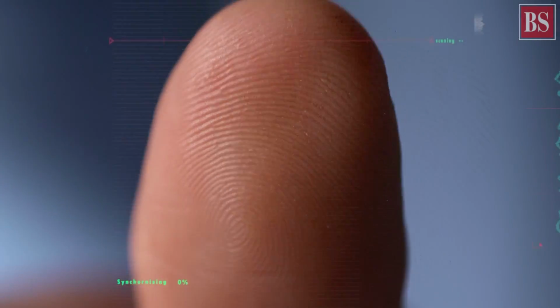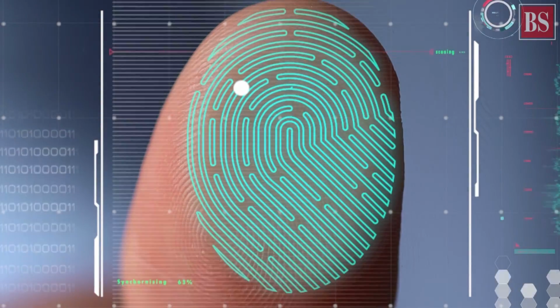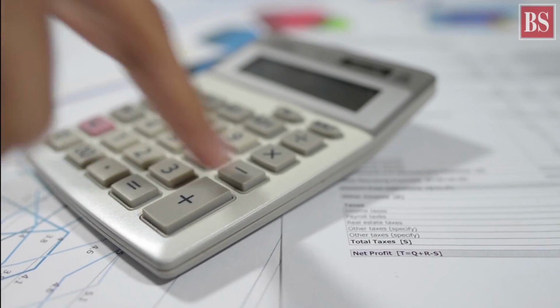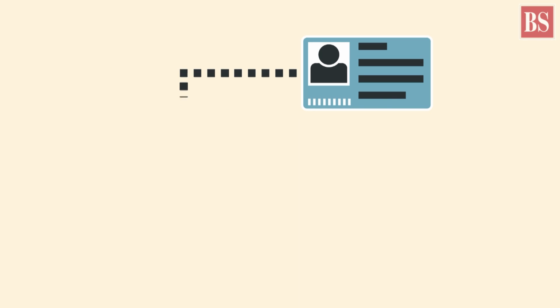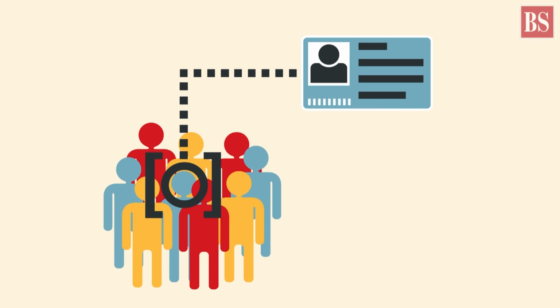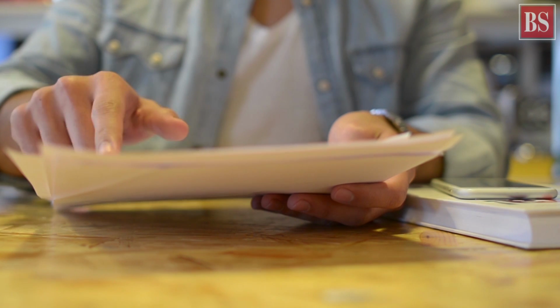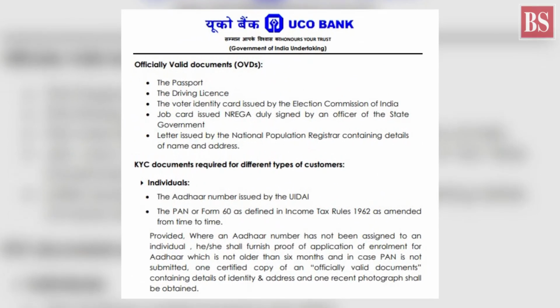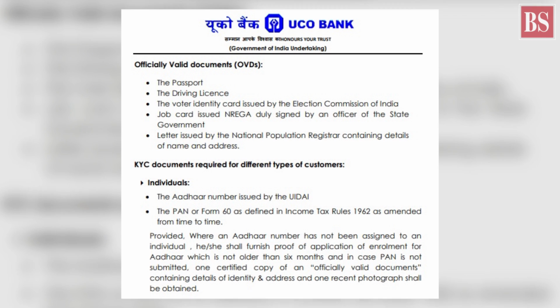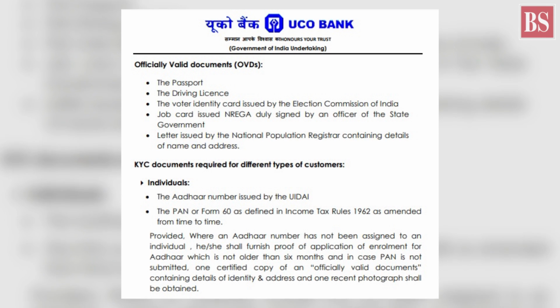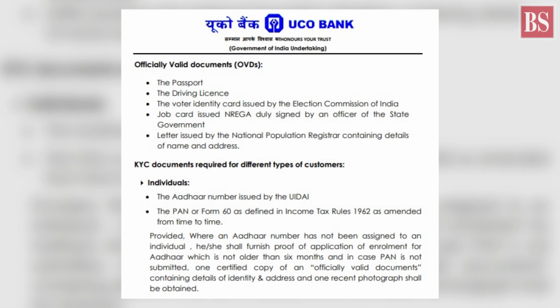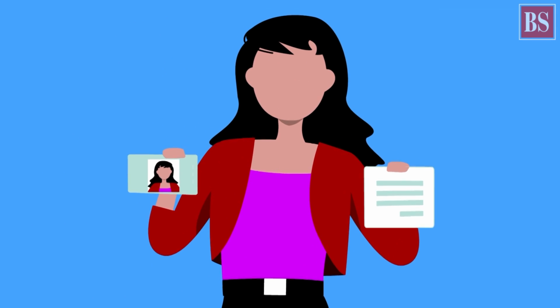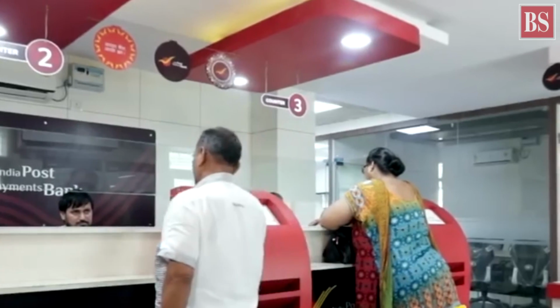Next comes customer identification, which means undertaking client due diligence measures while commencing an account-based relationship. This includes identifying and verifying the customer on the basis of one of the officially valid documents. For opening accounts of individuals, banks should obtain one certified copy of an officially valid document containing details of identity and address, one recent photograph, and other documents pertaining to financial status of the customer as may be required.